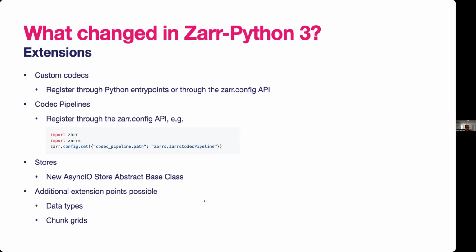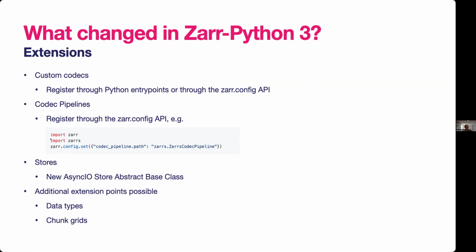Okay, so I've talked about extensions quite a bit, and I'll just run through a few places where the library is extensible today. The first is custom codecs, and this has always been an extension point for Zarr. Numcodecs has been the place where we've had a lot of those codecs, but there are more available, and there are other libraries that provide them. You can now register them through Python entry points or through the Zarr config API and make them available.